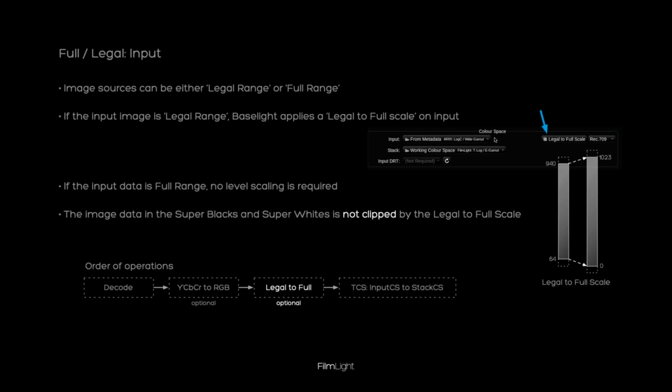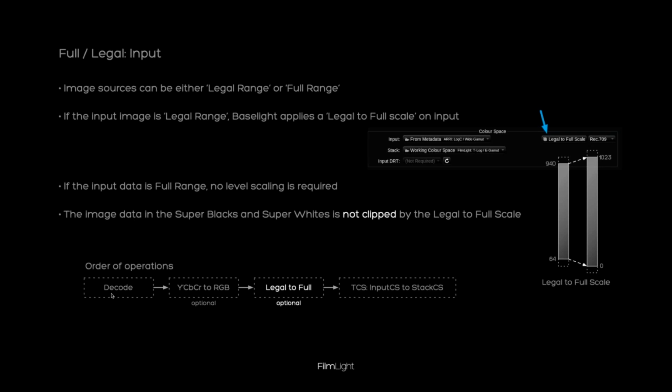And if you have a case where Baselight is clearly wrong about this, then please let us know. But there can always be cases with transcoded footage or where something went wrong or wrong metadata in the files, then please adjust this accordingly. And also don't be scared with activating legal to full scale, because as I said, it will maintain the information in the super whites and in the super blacks. If the input data is full range, no level scaling is required. That's easy. And as I just said, the image data in the super blacks and super whites is not clipped.